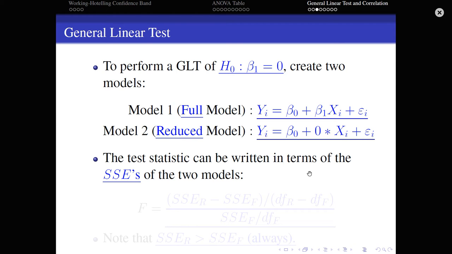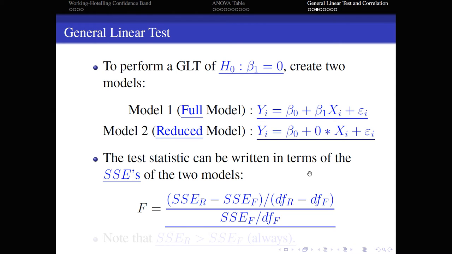After we have this, and actually in general, the test statistic for the general f-test with a full and reduced model is the sum of squares of error for the reduced model minus the sum of squares of the error for the full model, divided by the degrees of freedom from the reduced model minus the degrees of freedom from the full model, all divided by the sums of squares for the full model divided by the degrees of freedom for the full model. And again, remember that the sum of squares of error for the reduced, that is the amount of error in the reduced model, will always have more error than the sums of squares of error for the full model. And again, this is because when we add variables, it always takes some amount of error away.